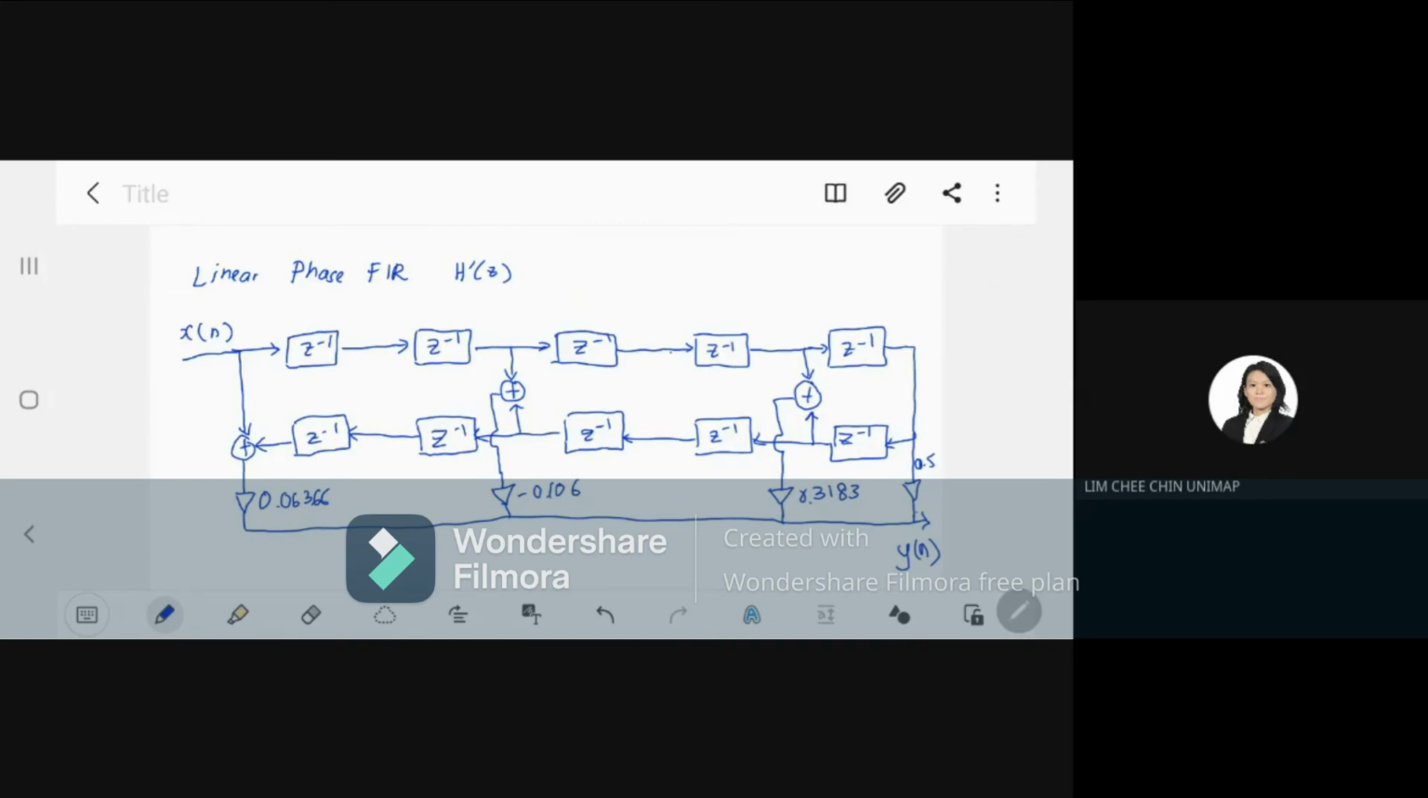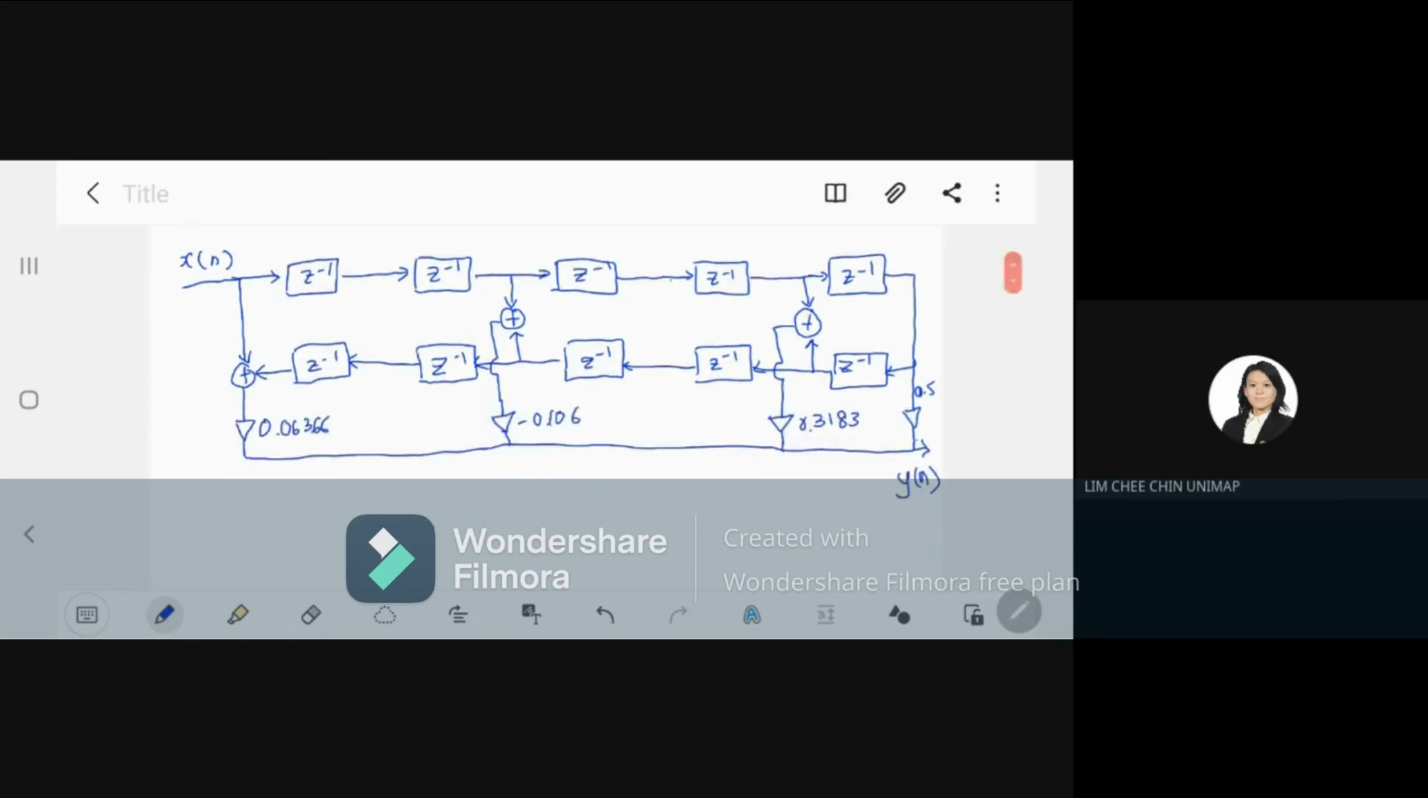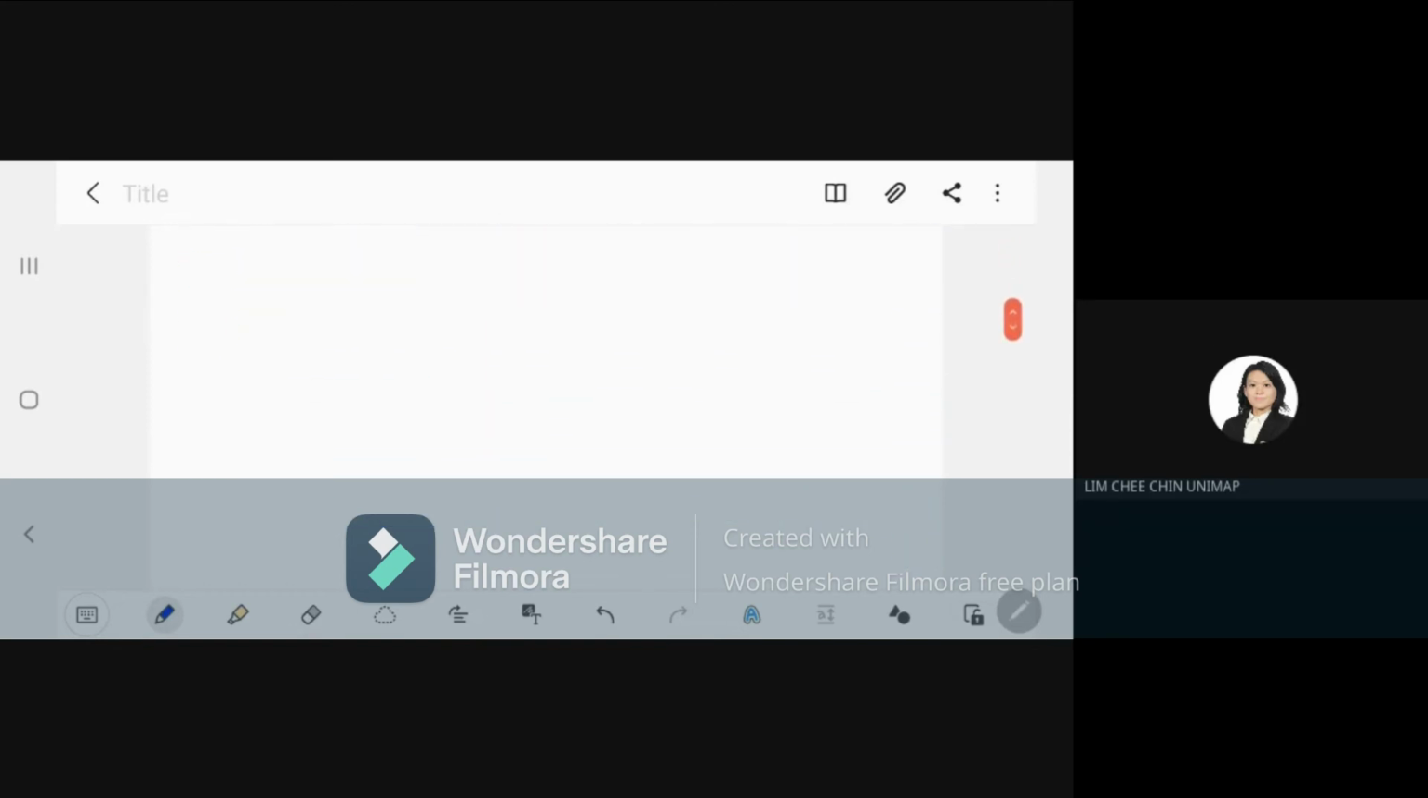If you want to draw a direct form, it is just direct. You draw a straight line, then you go down for everyone, then it adds up. This is the direct one. So this one is linear. Now we draw the direct form FIR. The direct FIR is easier compared to the linear phase.